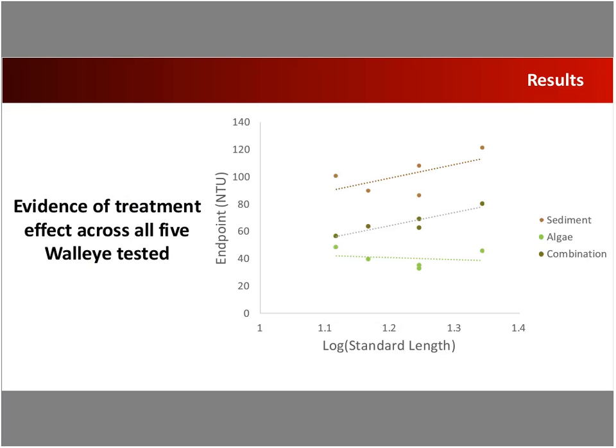Another relationship that we tested for was between endpoint and standard length. Unfortunately, at this particular sample size, the relationship really wasn't strong enough to show anything between endpoint and standard length, but what this graph does show is evidence of the treatment effect across all 5 walleye tested. In essence, the top trend line represents the average sediment trials for all 5 fish. Again, this keeps in line with the previous slide, where walleye can visually see better in the sediment trials at higher turbidities, with an intermediate in the combination and lowest in algae.